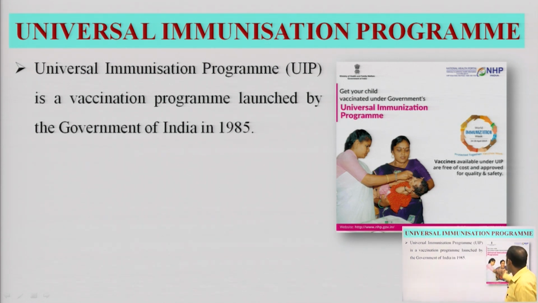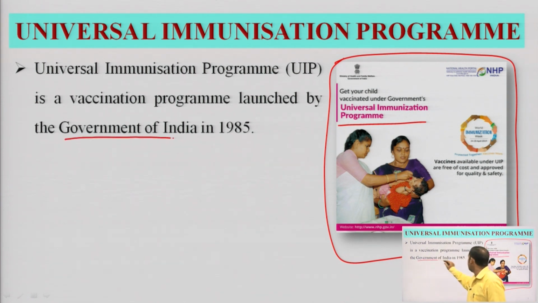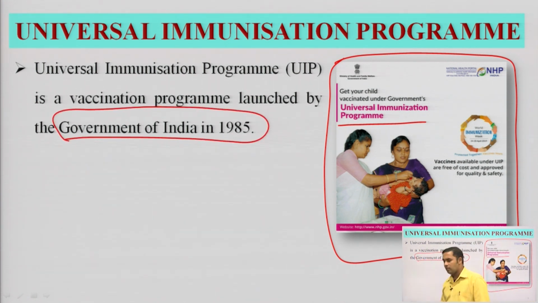I hope all of you have seen these kinds of very interesting pictures, and you also got lots of vaccines in your childhood, some through oral vaccines and some through injection in your hand. So, what is this and how did it evolve? This is called the universal immunization program. It was launched by the Government of India in 1985, very important.